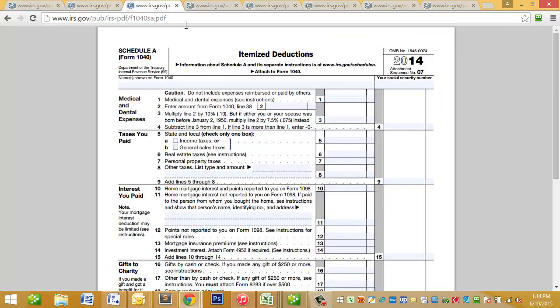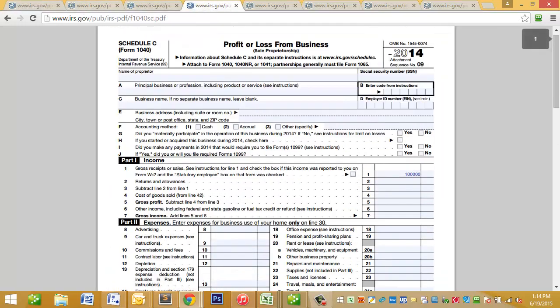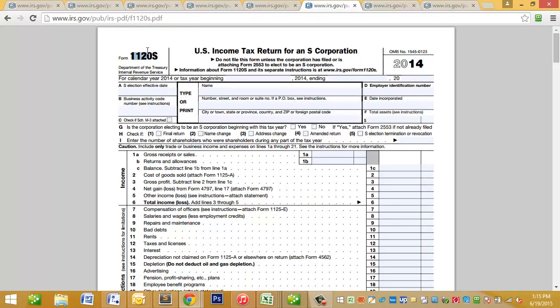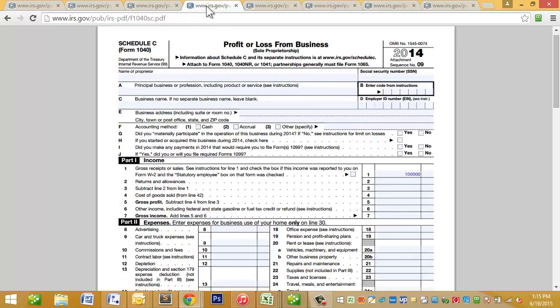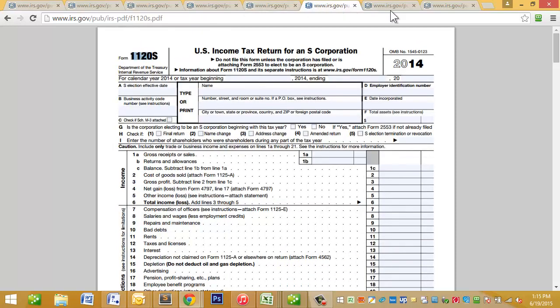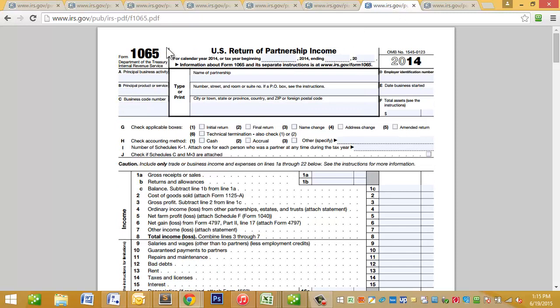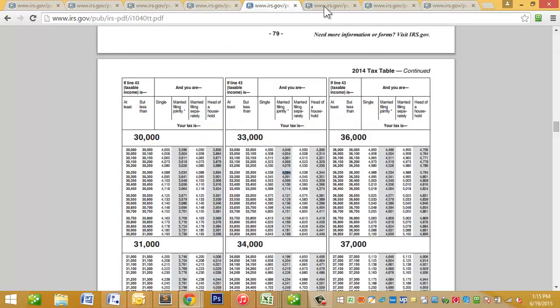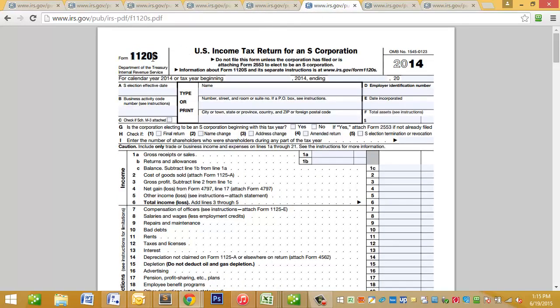So we're looking back here at our Schedule C. This is where we report the income. Now, what if you're a corporation? Well, if you're a corporation, you're going to have an 1120 instead of your Schedule C. Okay? If you are a partnership, you're going to have a 1065. Instead of an 1120, instead of a Schedule C, you'll have a 1065. If you're a C corporation, you'll have this 1120C versus an S corporation, which has an 1120S.